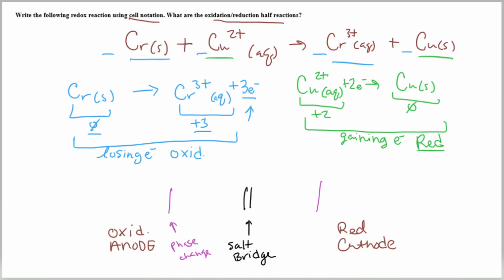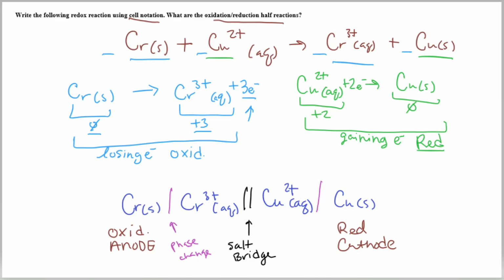So now we can just fill it in. Let's do dark blue. We know that the oxidation side is this chromium side. The way we read it from left to right is the chromium solid has a phase change into the chromium 3+, which is aqueous. And then on the right-hand side, we know that it's reduced. The copper is the reduced side. So the copper has a phase change into its solid form. This right here is your cell notation at the bottom.